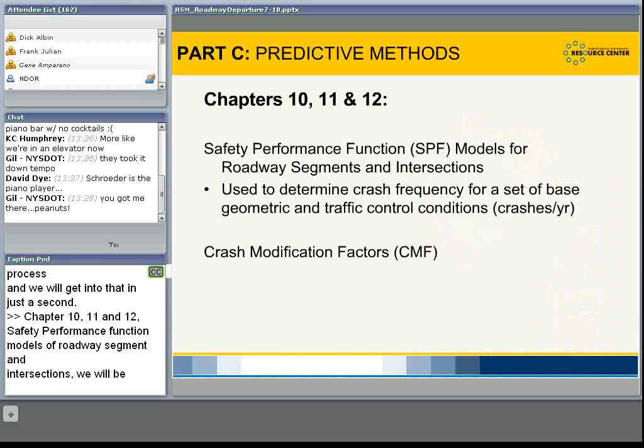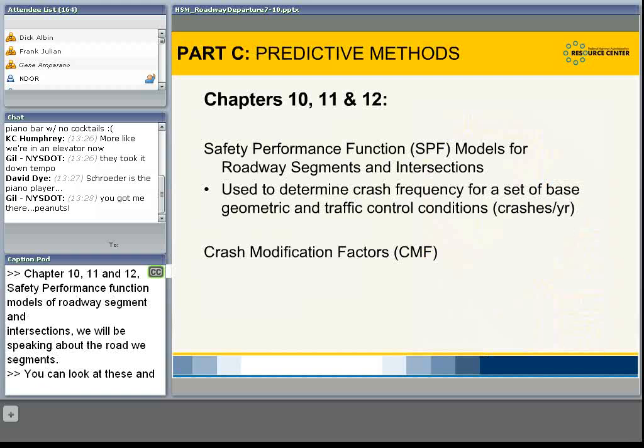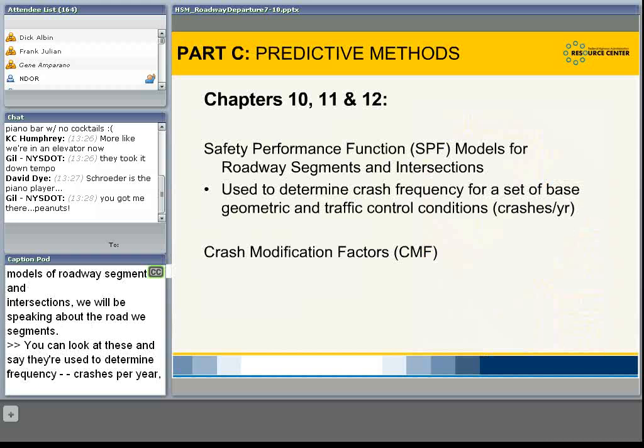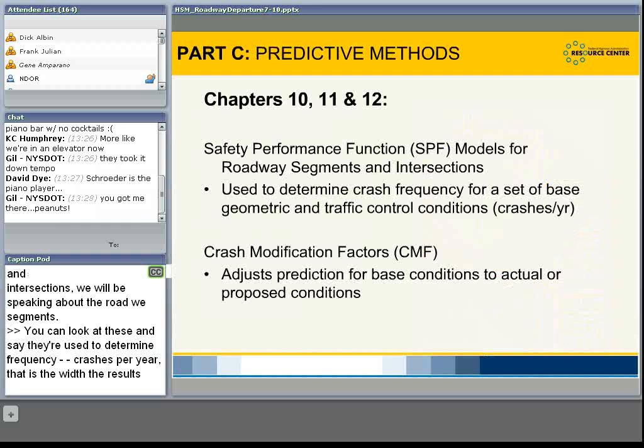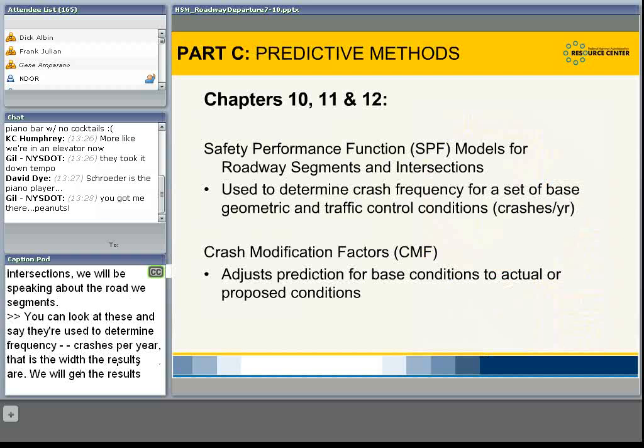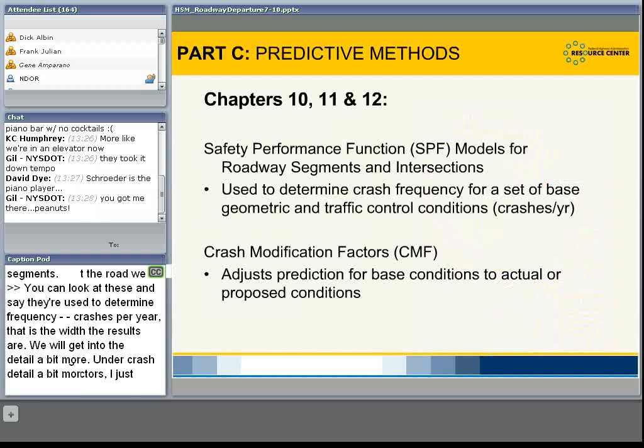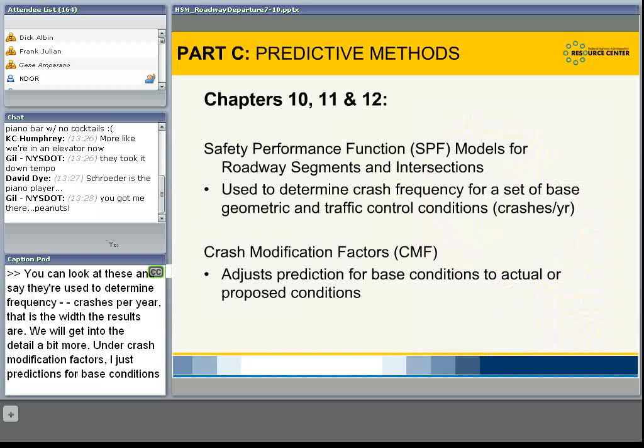So you can look at these and say that they're used to determine crash frequency for a set of base geometric and traffic control conditions. There's crashes per year. That's the way the results are. We'll get into that detail a little bit more. And then under crash modification factors, they adjust the prediction for the base condition to the actual or proposed condition.